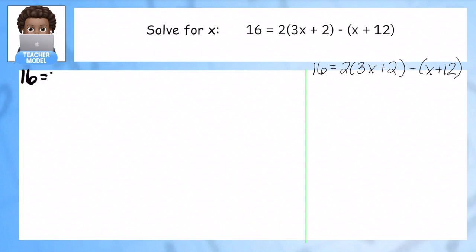This problem has a lot going on. We're going to do some distributing before we can actually isolate any variables. But there's something in here I want us to recognize. So we know we're going to distribute over here. I have a 2 outside the parentheses, and we know how to do that. So 2 times 3x is 6x. 2 times 2 is 4.